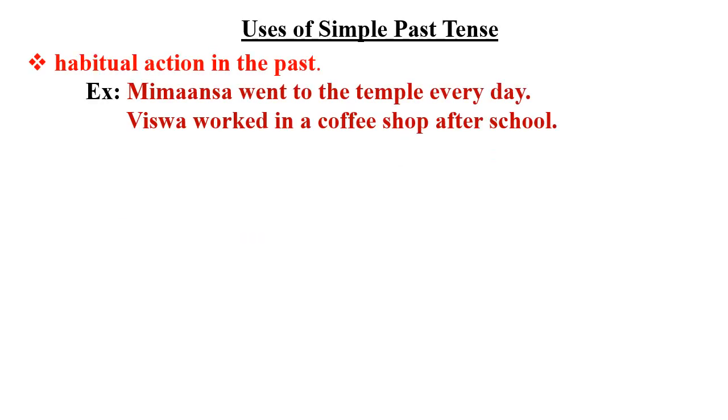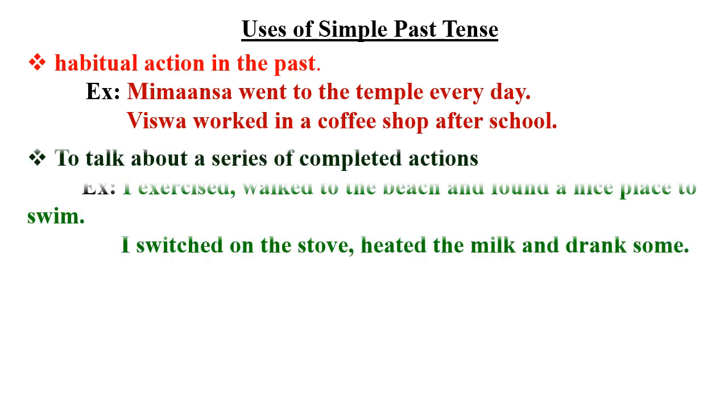Now let's discuss the uses of simple past tense. Look at the first example. Mimansa went to the temple every day. So this means that she had the habit of going to the temple every day sometime in the past. So habits like these or routines can be said in simple past tense. Vishwa worked in a coffee shop after school.